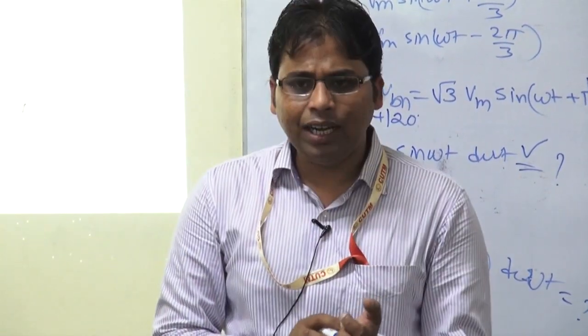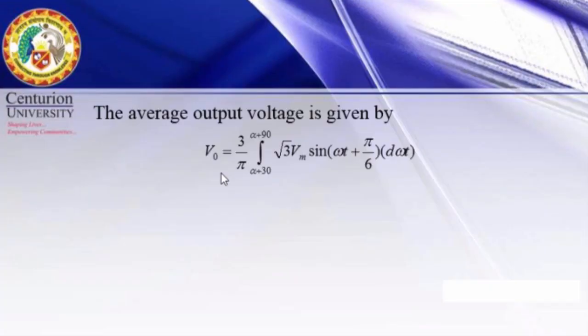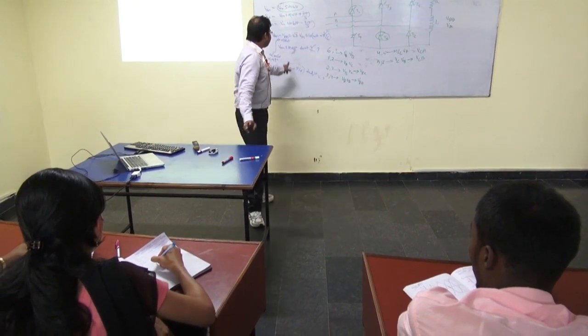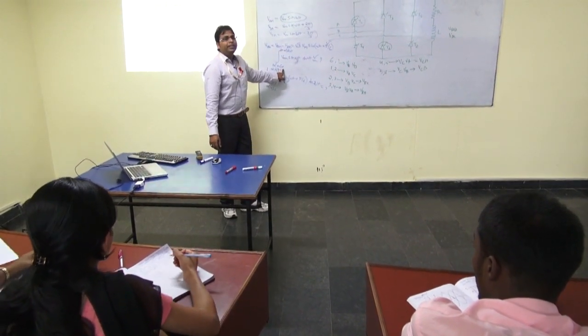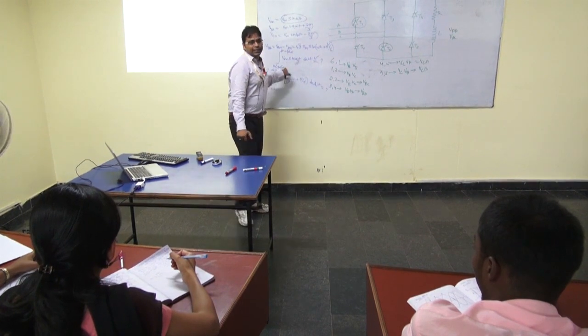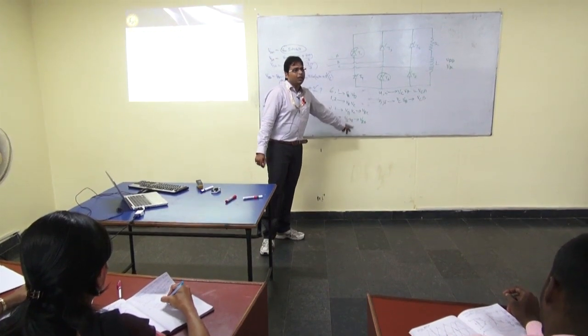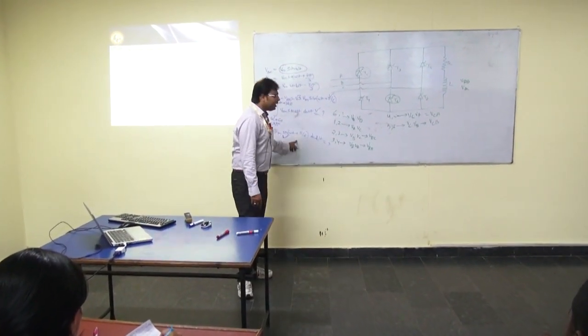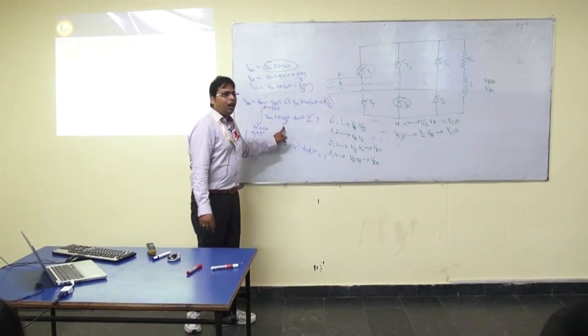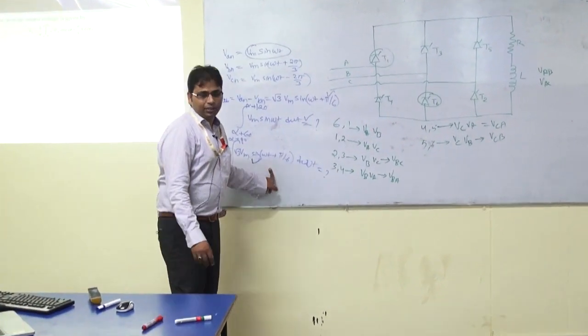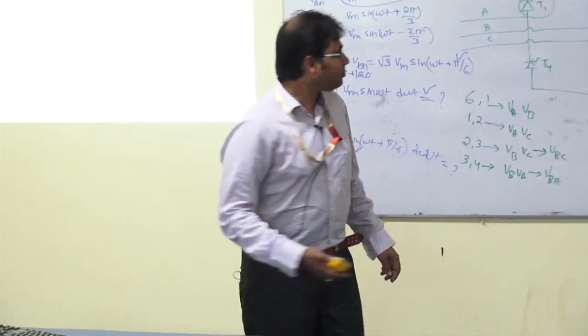So just integrate this and let me know how much you are getting. Alpha plus 30 to alpha plus 90 degree. If I take the line voltage as my function, I will start from 30 degree. If I take the phase voltage as my function, I will start from 60 degree. So better to take the line voltage since our output voltage is the line voltage, not the phase one. But in both cases you will get the same result. You can verify your answer. So just derive this.